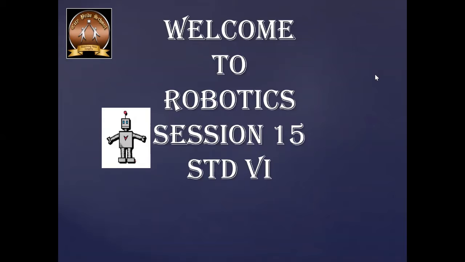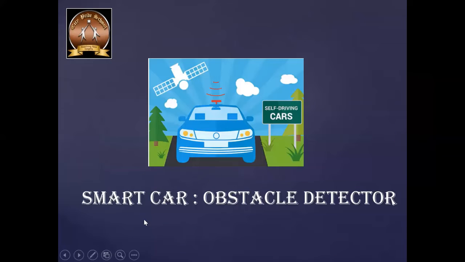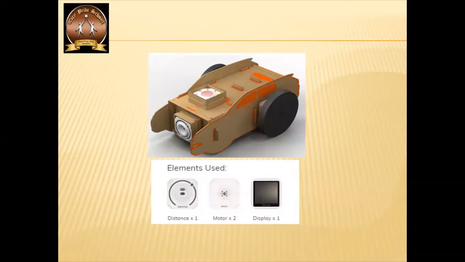Today we are going to make a smart car. This smart car is going to detect the obstacle and will change its direction on its own. We are going to make a car using cardboard, and I'm going to use two motors.